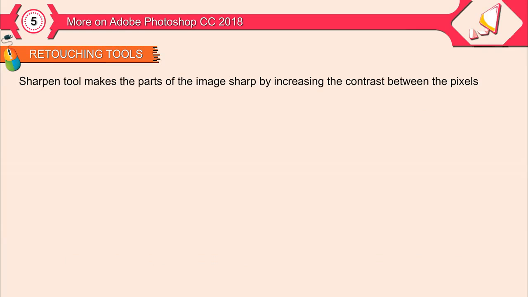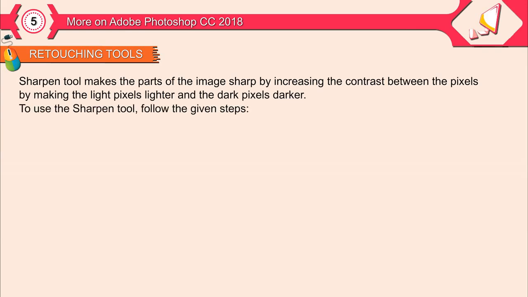Sharpen tool makes the parts of the image sharp by increasing the contrast between the pixels by making the light pixels lighter and dark pixels darker. To use the Sharpen tool, follow the given steps.